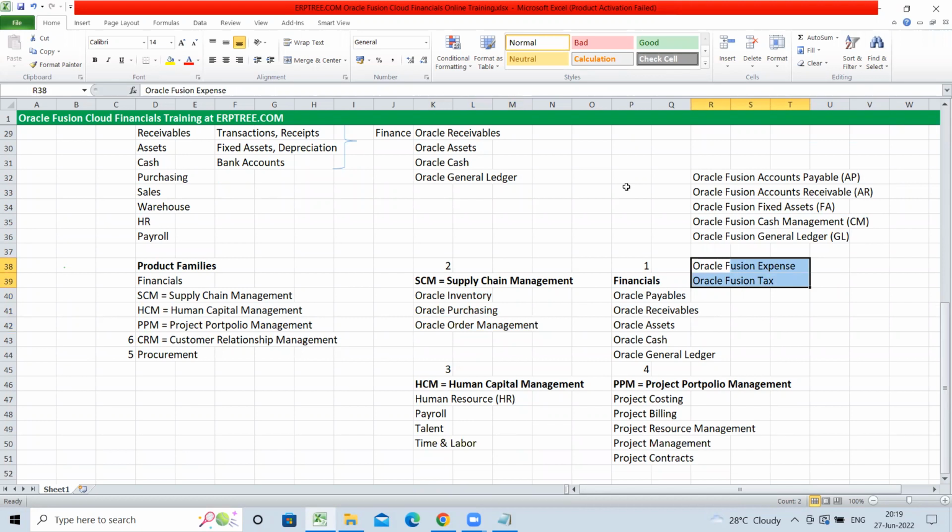If you already know these terms, you can make a note or else ignore it. We are going to discuss all of those, what P2P, O2C, etc. mean. Okay, clear?